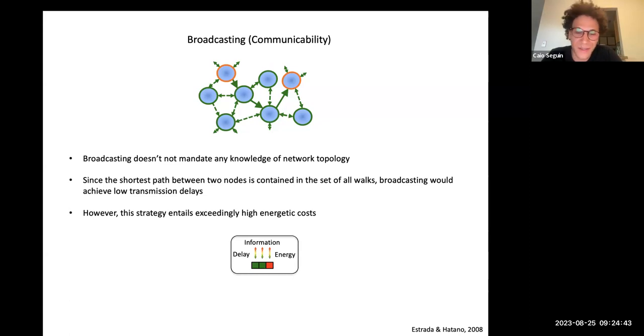So you could think in terms of our little 3 tag of our qualitative assessment. You could think that communicability achieves good delay. It doesn't require a lot of information about the network, but it's very wasteful in terms of energy because it's this kind of indiscriminate broadcasting idea. Okay, so hopefully these 2 examples make it clear what the idea is.